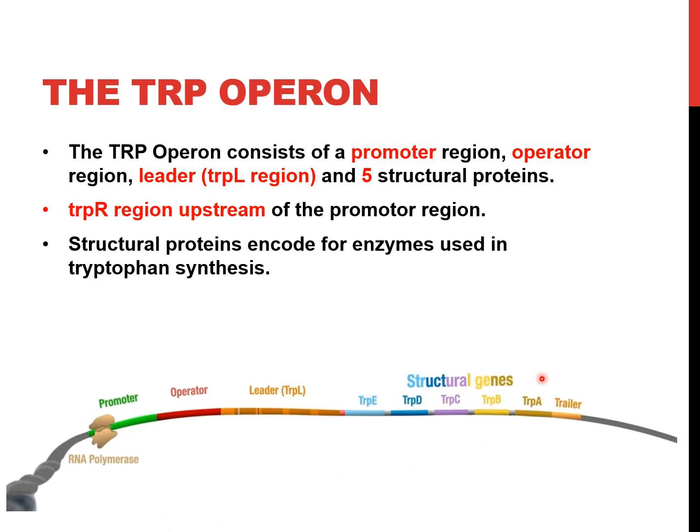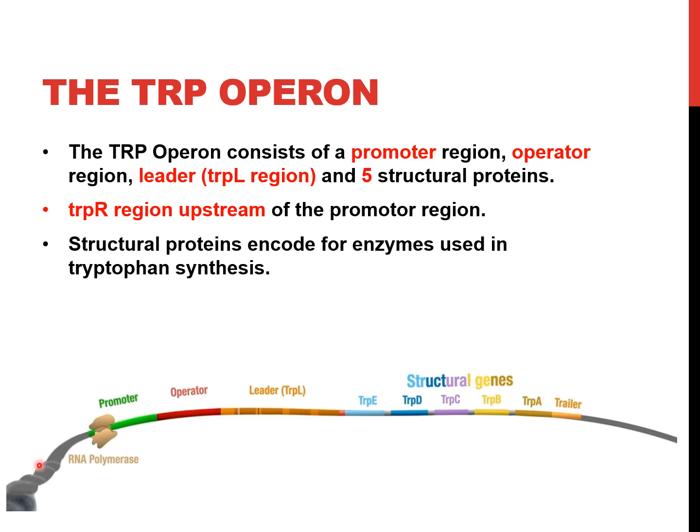So all these genes are required. So TRPE, D, C, B, and A. Ironically, it's backwards. Really, it should be A, B, C, D, E, but I'm sure there's a great reason for that. Okay. They are used to create the tryptophan. They all make different proteins, as you can see, because they're different types of genes. But they're all in this one operon. And lastly, we have the trailer region. Obviously, that has the stop codons at the end.